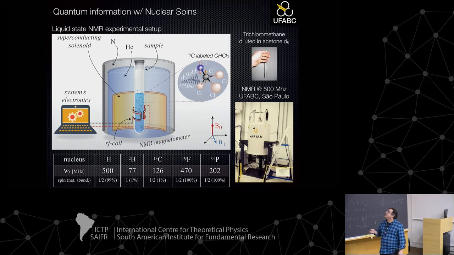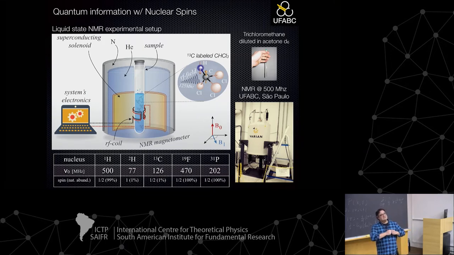And this is one example of such a sample. This is the chloroform. Here we can encode one quantum bit in the hydrogen nuclei and also another quantum bit in the carbon nuclei. And we also have chlorine here that will play just a role of an environment. The relaxation time of the chlorine is very fast. Then I can manipulate the magnetic states of these nuclei using radio frequency fields. And as the sample is very diluted, I can neglect any interaction between different molecules.